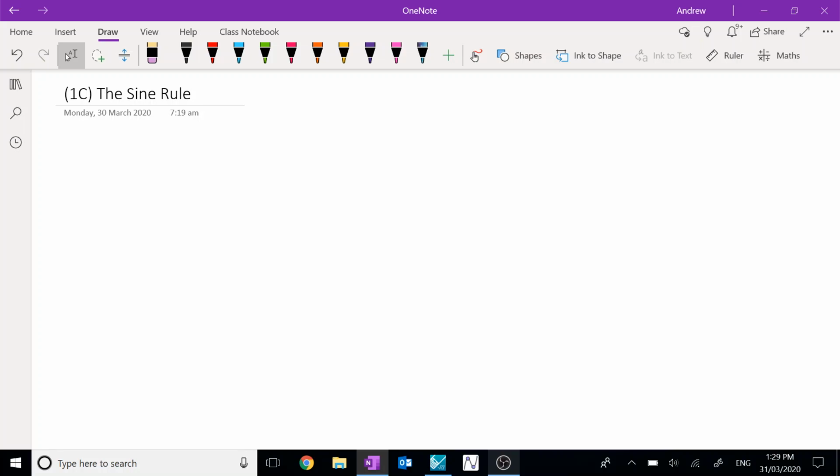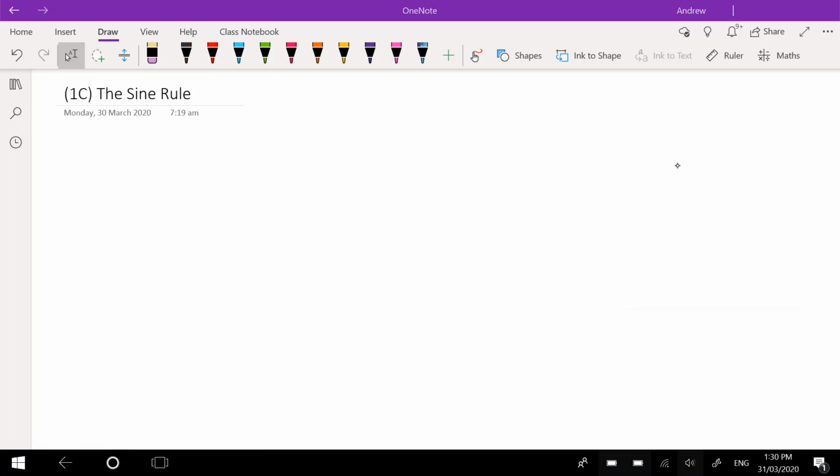So the area rule was yesterday. Today we're going to talk about a couple different rules. We're going to talk about the sine and cosine rule, and I'm going to split this into two different lessons. One on the sine rule, one on the cosine rule. So for exercise 1C, you're going to have to do both of them. So we're going to start with the sine rule.